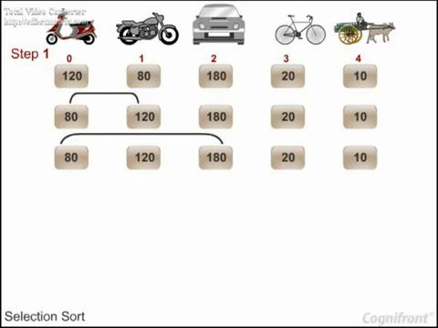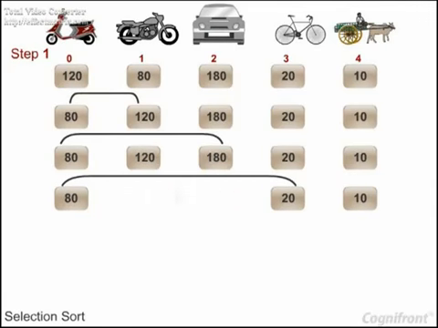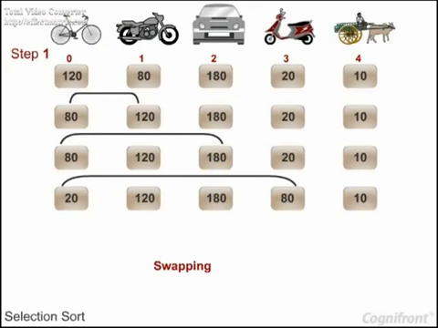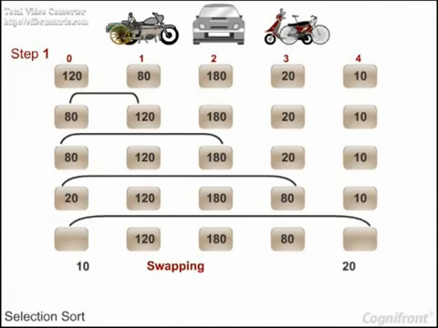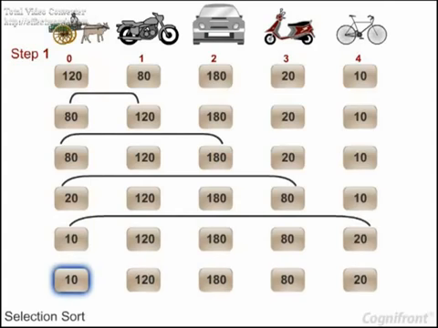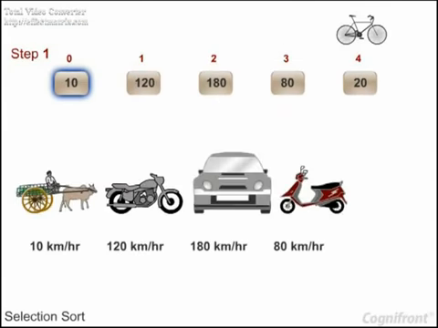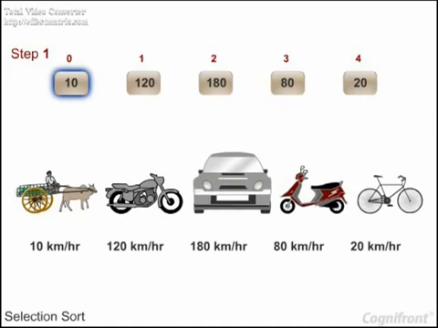Now, maximum speed of scooty, that is 80 km per hour, is the 0th element. So, it is compared with the other elements, and now 20 km per hour is the 0th element. So 20 km per hour is compared with the remaining list, and 10 km per hour is placed at the 0th position. Observe that the vehicle with lowest speed is placed at the 0th position after the first iteration.